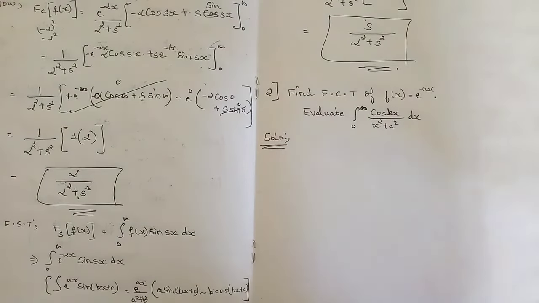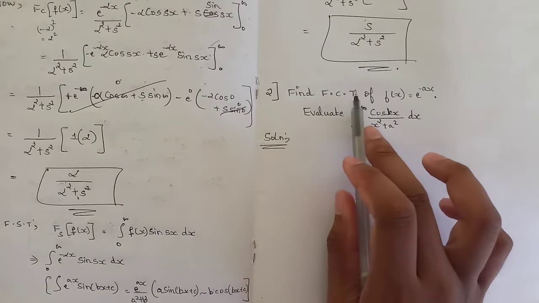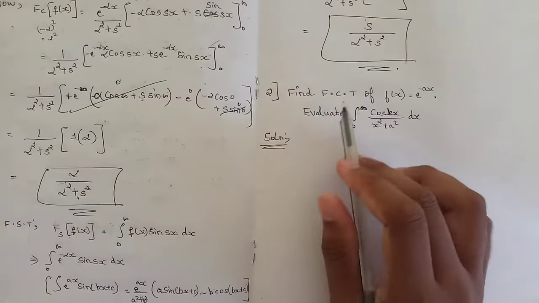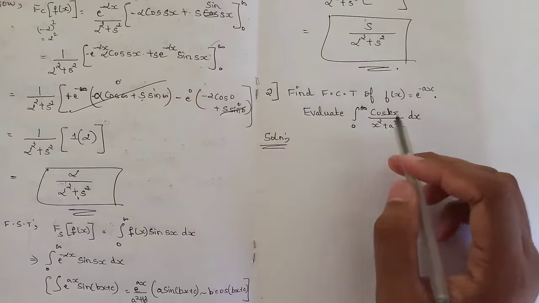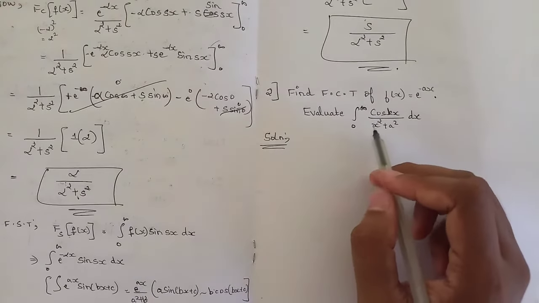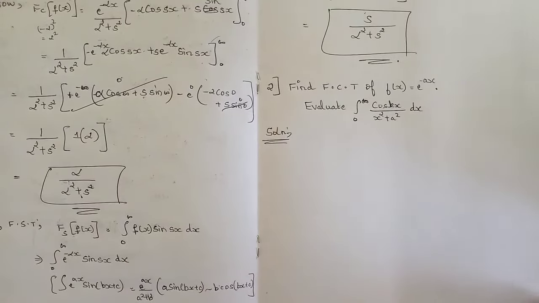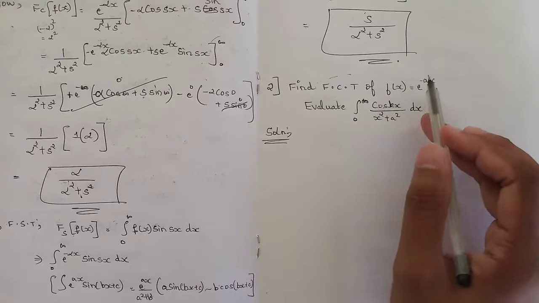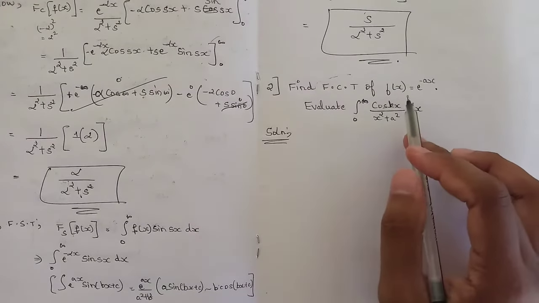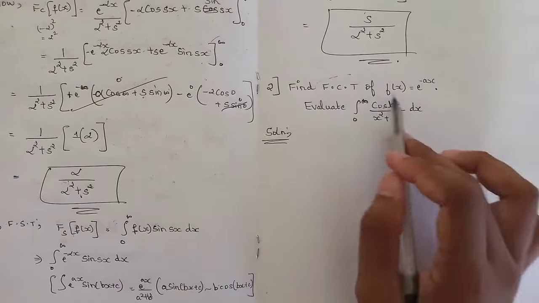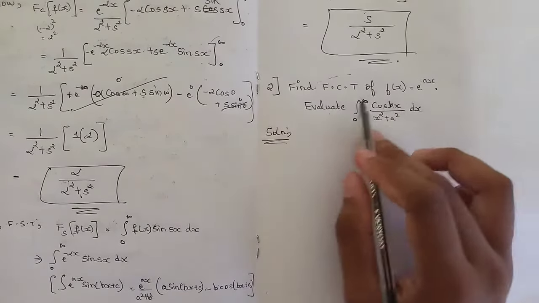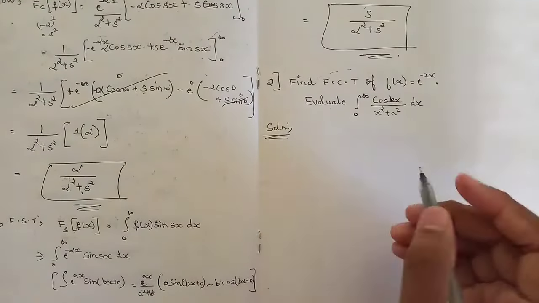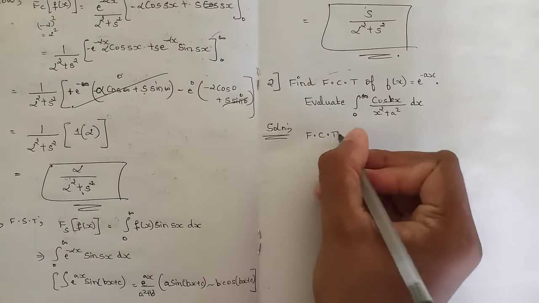So this is your second question. We need to find the Fourier cosine transform of the function f of x, which is given as e to the power minus ax. Also we need to evaluate the integral from 0 to infinity of cos kx divided by x square plus a square into dx. Okay. For this we know that first we need to find the Fourier cosine transform of this function, and with the help of that we are going to find its inverse Fourier cosine transform, so that we reach the evaluation which we are required to do.